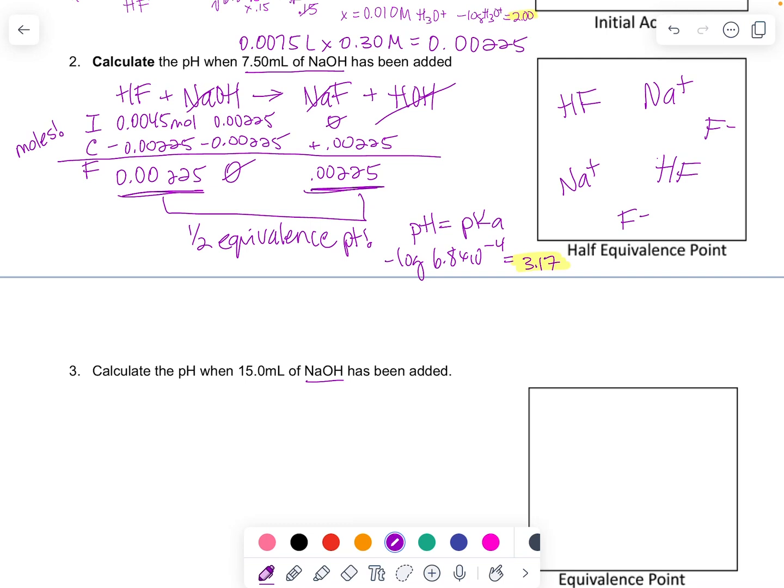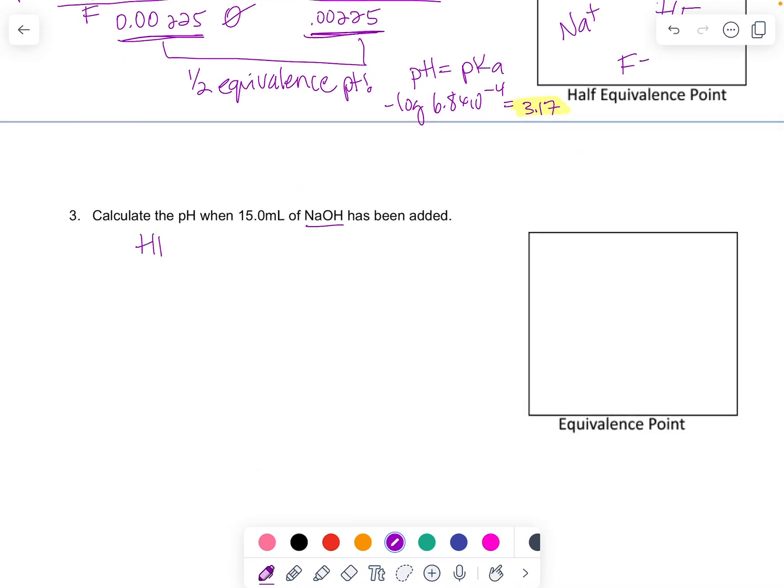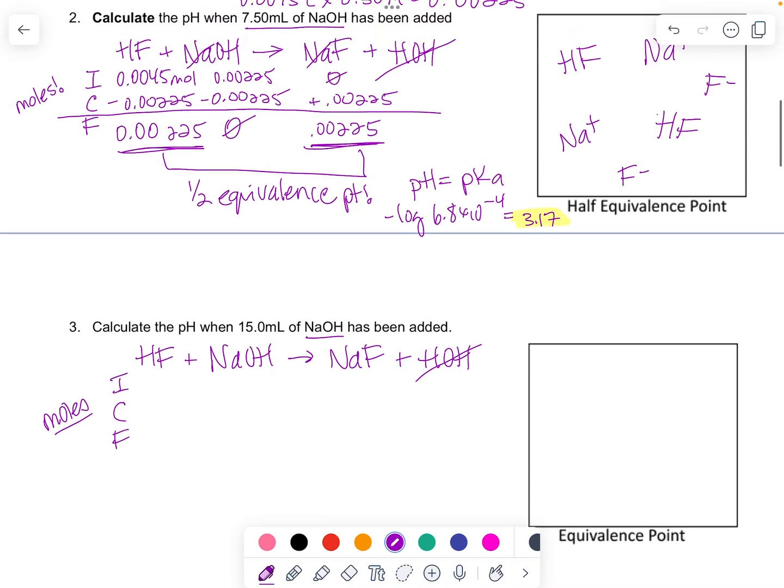So we're going to start with our balanced equation again, HF plus NaOH. We are going to make NaF and HOH. We're not going to be including anything about that. Remember, this is in terms of moles. These starting values stay what they were, 0.0045, 0.0, oh, this one will change though. And we have none of my conjugate at the very beginning.